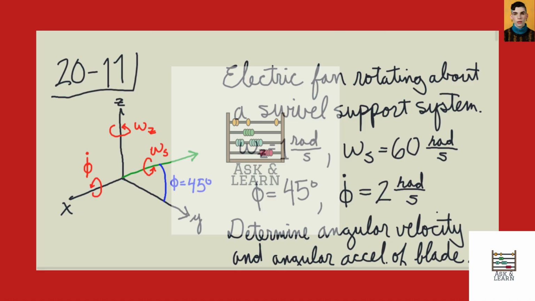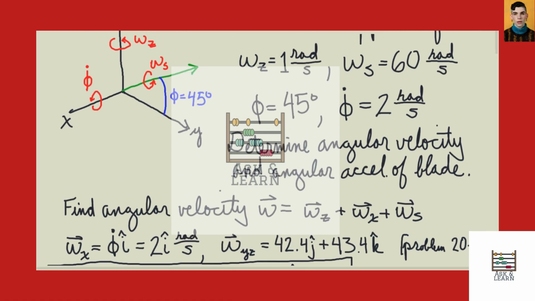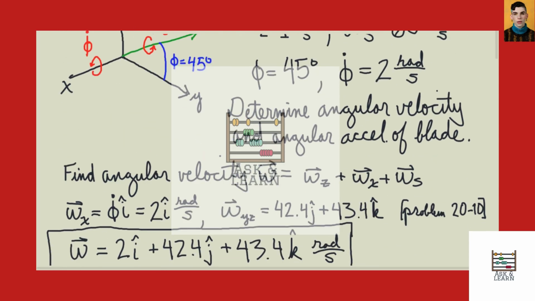The fan swivels about the vertical axis at a rate of 1 radian per second. It is accelerating. It has an angular velocity about the x-axis at a rate of 2 radians per second. And the fan itself rotates about what I'm calling the s-axis, the spin axis, at 60 radians per second. Just as in problem 20-10, we're asked to determine the angular velocity and the angular acceleration of the fan blade.